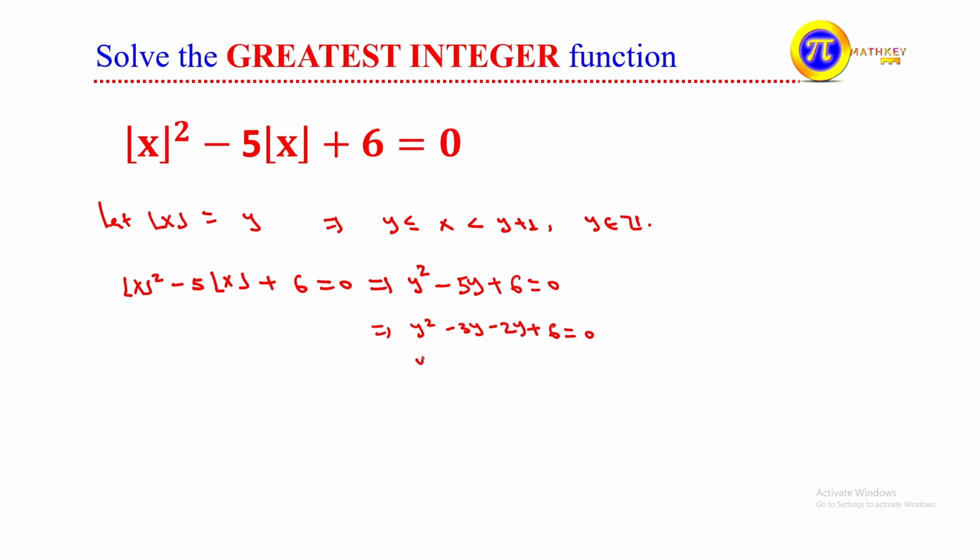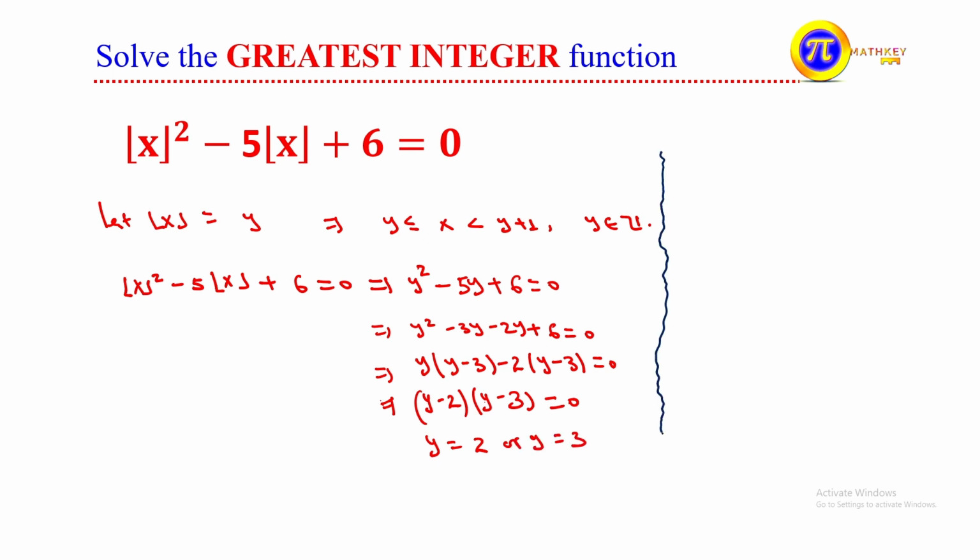Solve y, in solving from this, y የጋራ ስንወስድ y minus 3 minus 2 into y minus 3 ይሆናል ማለት ነው is equal to 0. This implies, since y minus 3 is common, y minus 2 times y minus 3 is equal to 0. y value ይሆናል y is equal to 2 or y is equal to 3 ይሆናል ማለት ከዚህ ምን እናያለን?